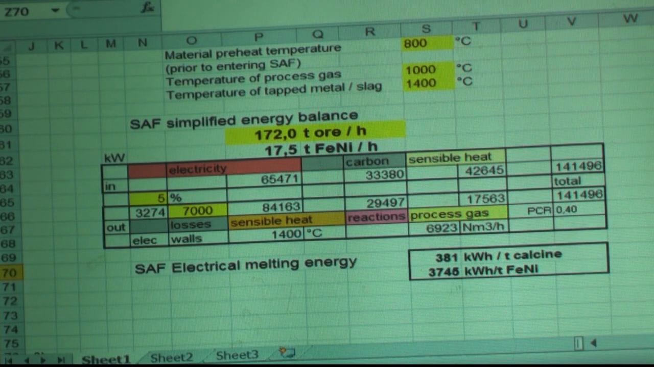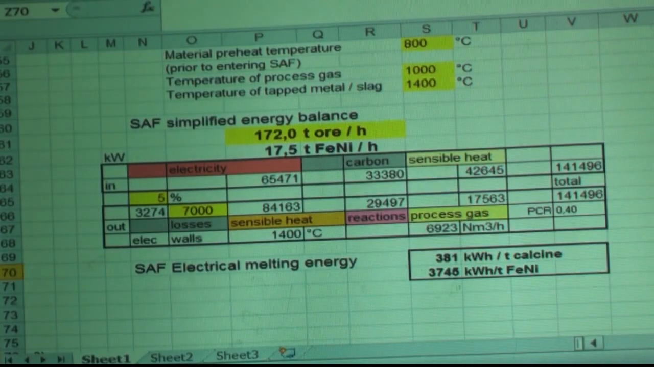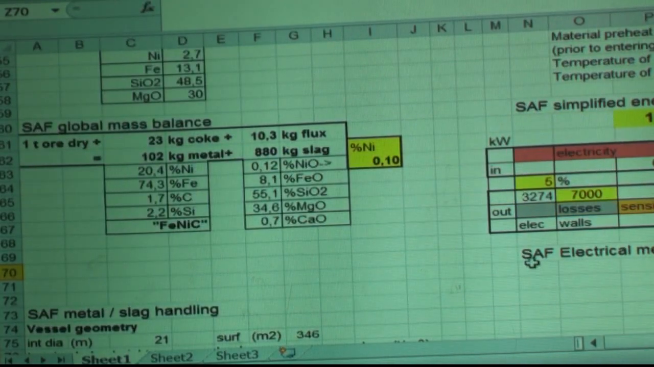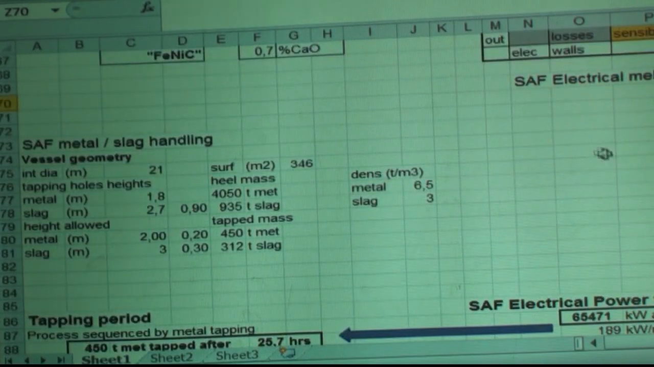It's charging. Tapping time is 8 to 9 per day. Tapping time of metal, or of slag? How much? Of metal. Yes, it's possible. In this case, slag is 10, 10 times. Okay, 10 times.